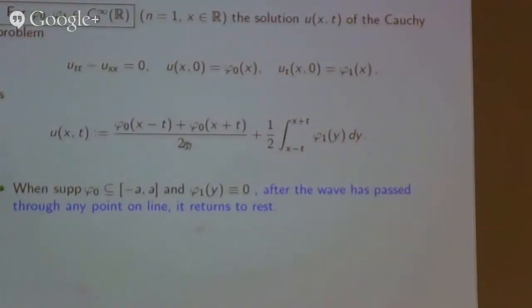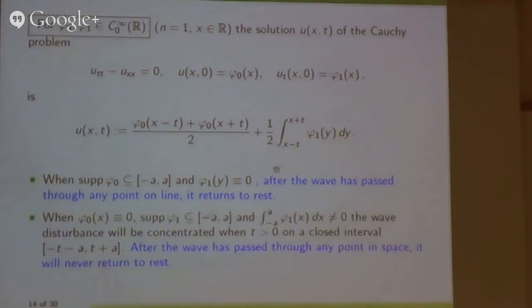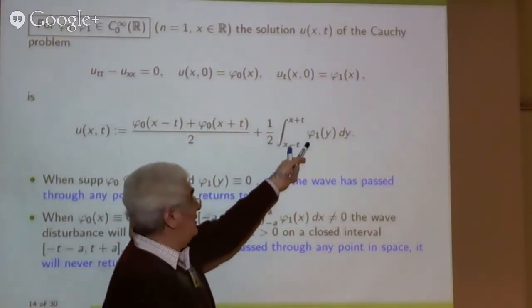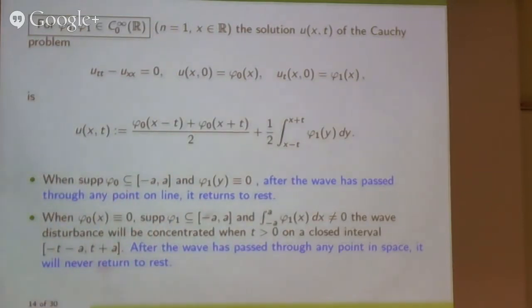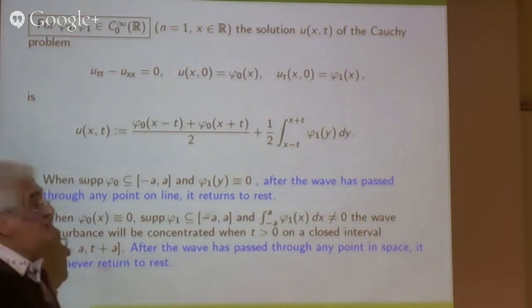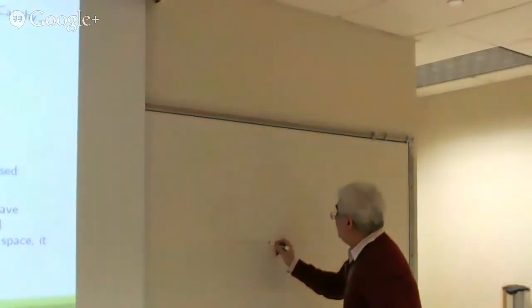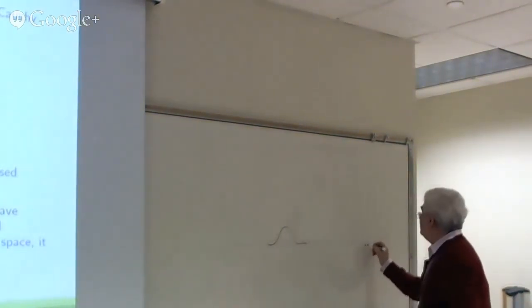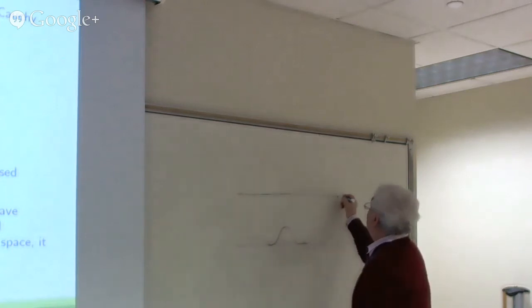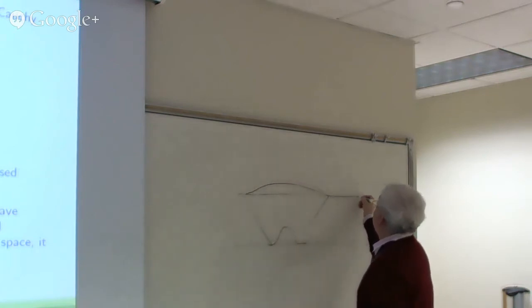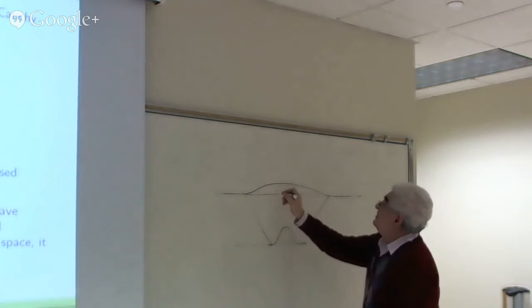Why? Because of this second part, because of this second function. If we set the first function to 0 and take any function phi 1, which is non-zero, also in supporting some time interval, then what happens? Even if we wait for a long time, here we have phi 1 different from 0 at time 0, then it will propagate in this way, and the solution will be non-zero in this whole area.